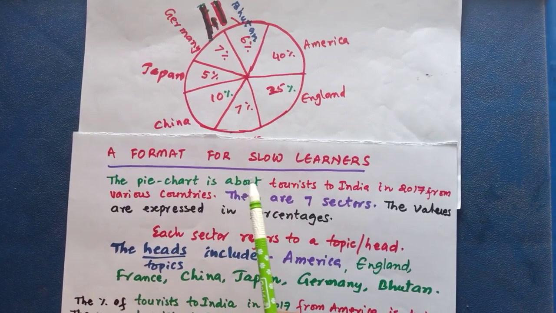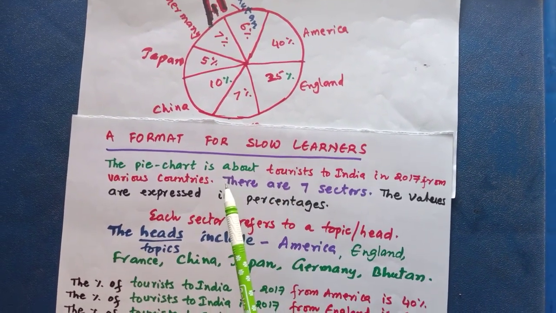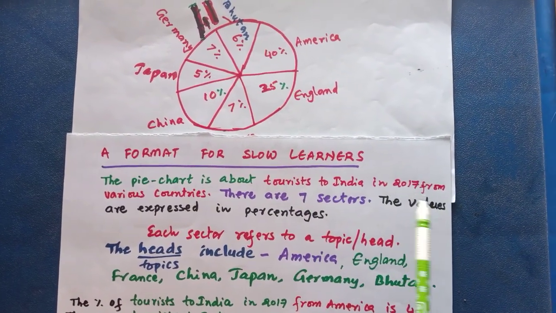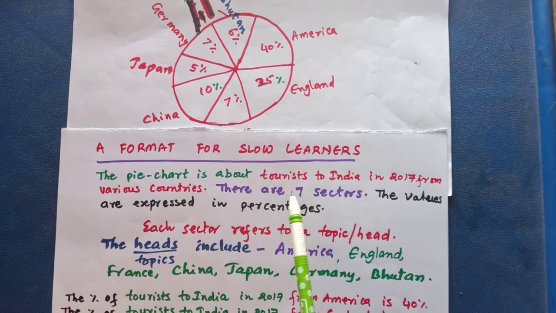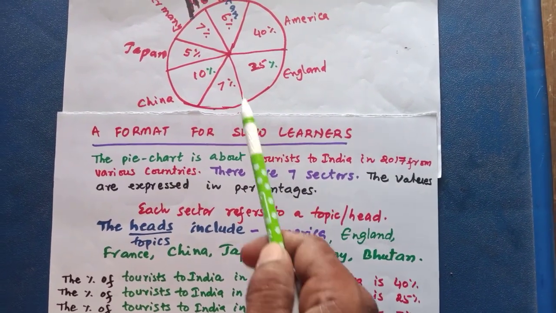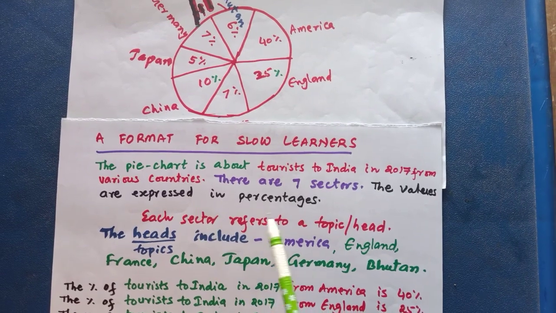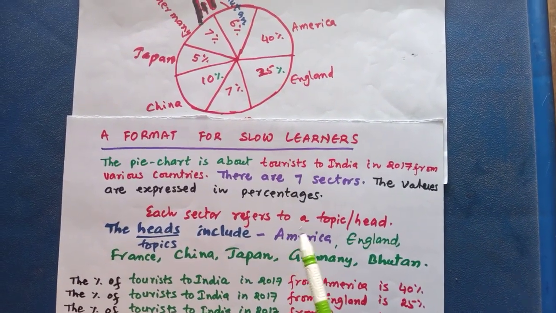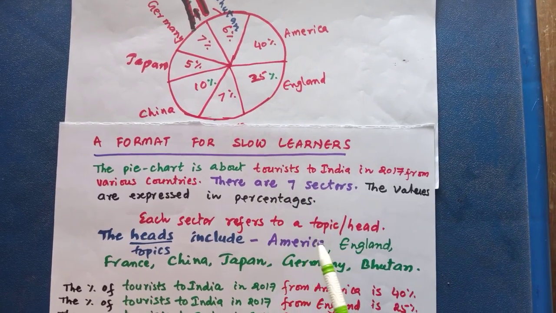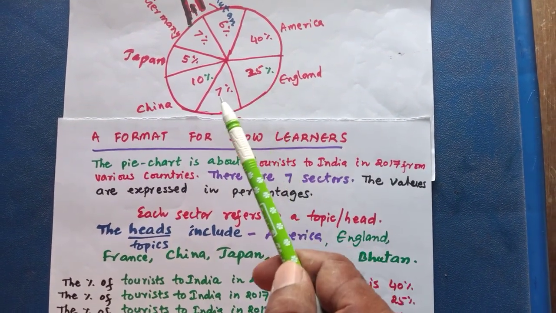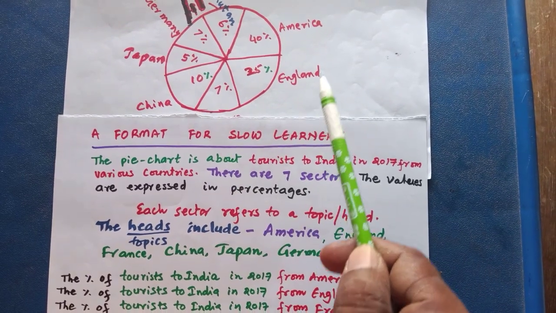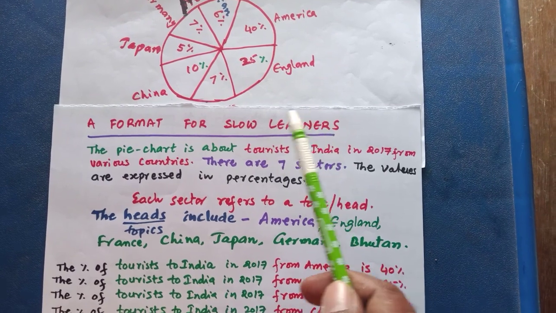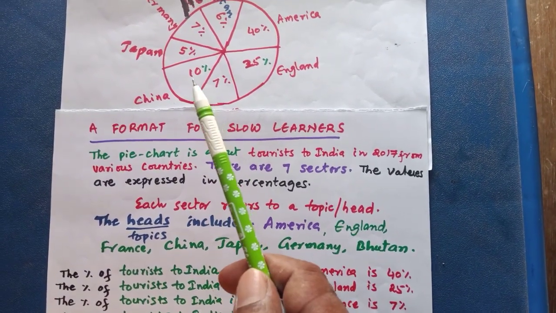Here is a format for slow learners. First, the introduction part. The pie chart is about the tourists to India in 2017 from various countries. This is the heading. And next, there are 7 sectors, and the values are expressed in percentages. And next, writing the topic names. Each sector refers to a topic or head. And the heads or topics include America, England, China, and Japan, like this.